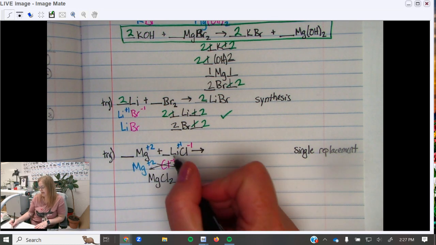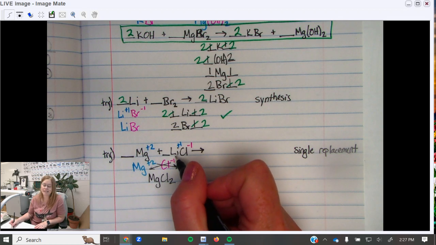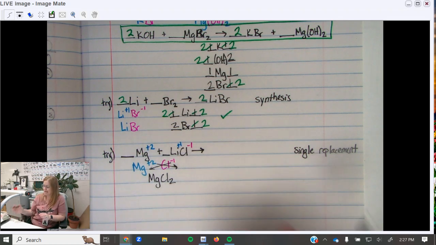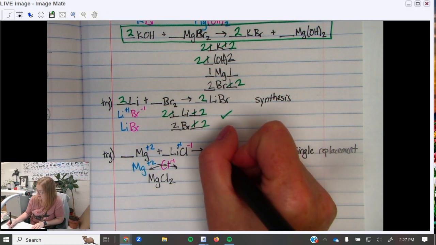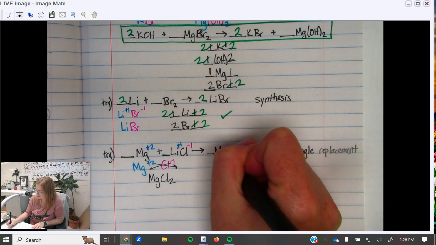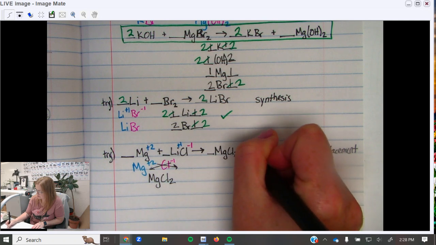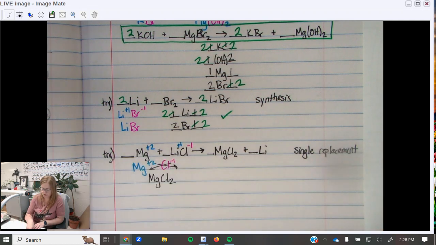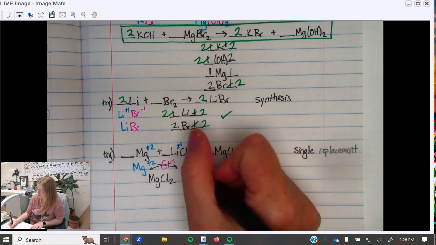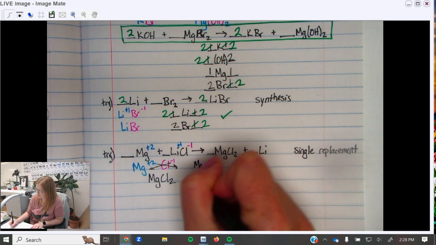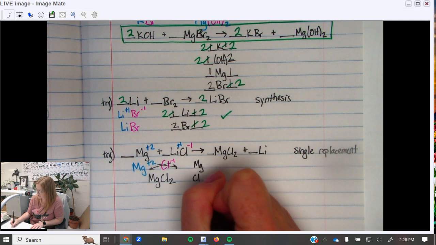All right, and then my other poor lone element is Li. Can't forget about that. So my Mg has replaced my Li. So I have MgCl2 plus Li. Okay, so now I'm going to do my balancing. MgCl and Li.